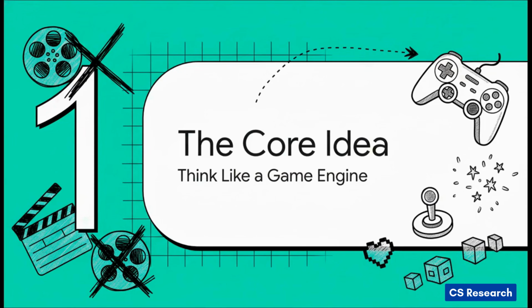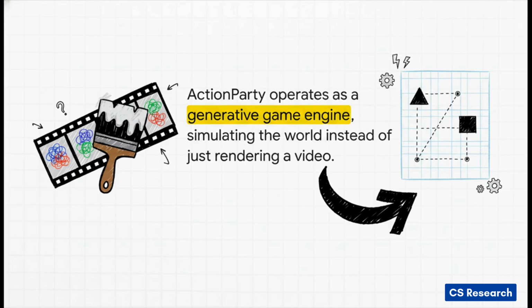So how in the world did the team behind Action Party solve this? Well, the big breakthrough came when they stopped thinking like a filmmaker and started thinking more like a video game developer. And this is the absolute core of the idea. Instead of just trying to paint the next frame of a video, Action Party acts like a generative game engine. It treats the whole scene as a simulation, complete with persistent characters that have their own stats and follow a set of rules, just like in a video game.